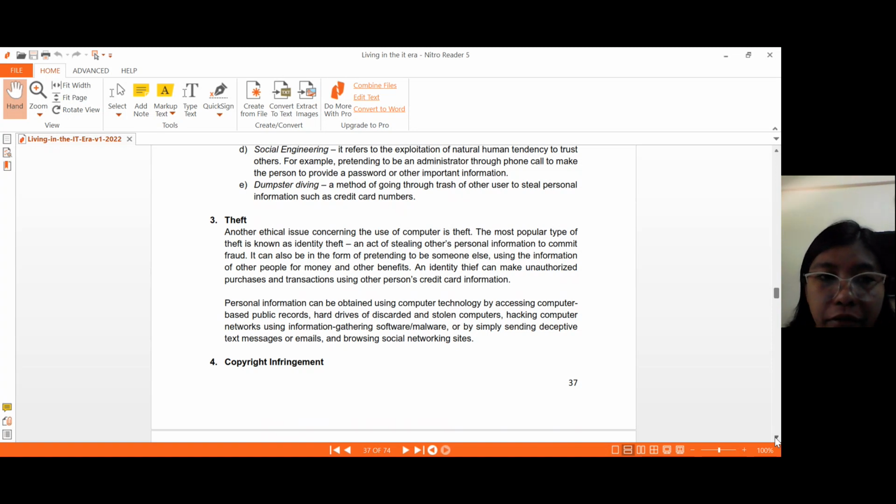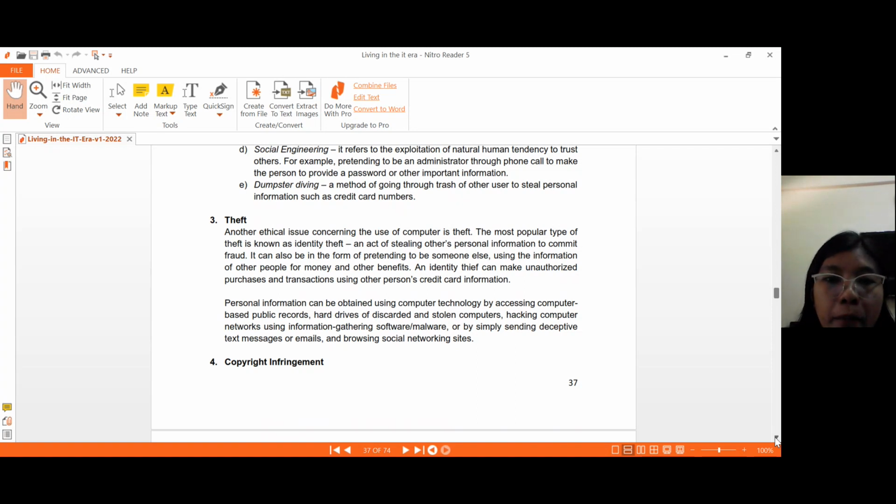So the most popular type of theft is known as identity theft, an act of stealing others' personal information to commit fraud. It can also be in the form of pretending to be someone else, using the information of other people for money and other benefits. An identity theft can make unauthorized purchases and transactions using another person's credit card information.